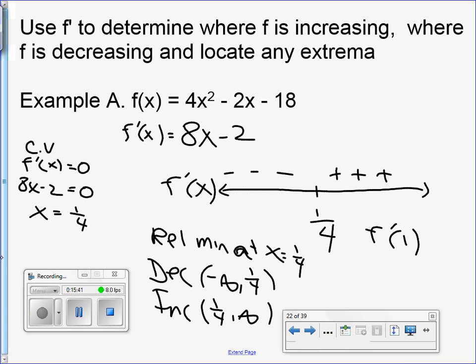So there was only one critical value in A. It was x equals 1/4. They got the derivative, set it equal to 0, and made a little sign chart. And the derivative changes sign from negative to positive. So what is that, a max or a min? Min. So we have a relative min at x equals 1/4. The function's decreasing from negative infinity to 1/4, and it's increasing from 1/4 to positive infinity. Good? You got that, right?